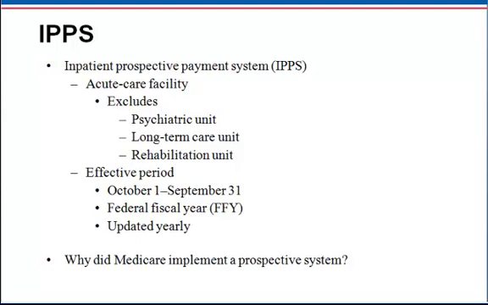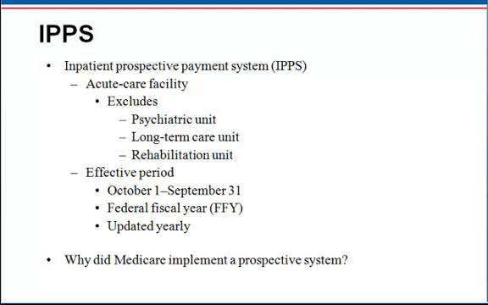It excludes psychiatric units, long-term care, and rehab units. Those we'll talk about coming up in the class and will be covered in a different section. Their effective period is October 1 to September 31. They're updated yearly.